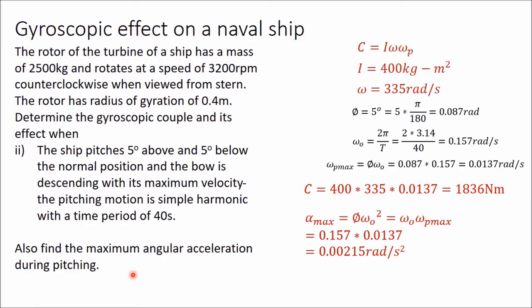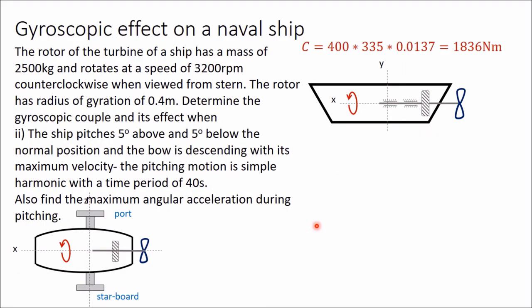Now we can calculate the maximum value of acceleration also, because alpha max is equal to 5 omega O square, or omega O into omega p max. So omega O we have calculated as 0.157, and omega p max is 0.0137. Multiply these two, you will get this as the maximum angular acceleration. To study the effect, I have drawn this view here.